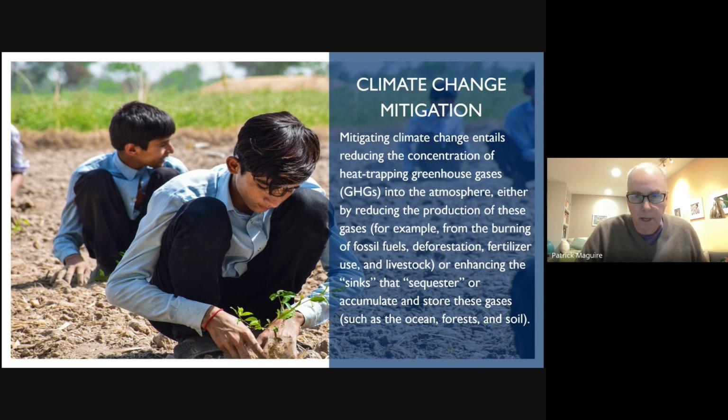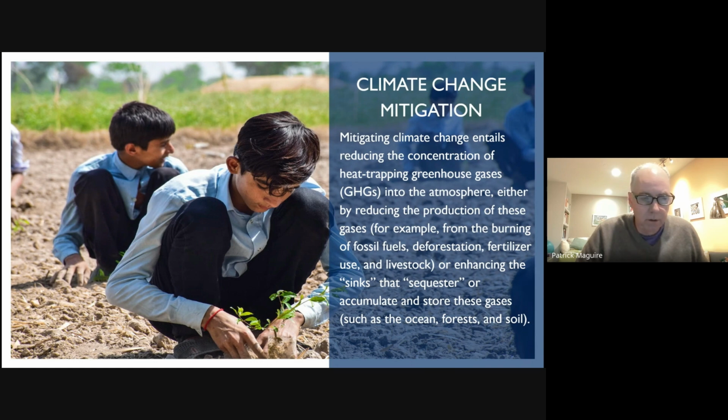So climate change mitigation, the space that we're working in here, is talking about reducing the concentration of greenhouse gases in the atmosphere. And there's essentially two ways to do that. You can reduce the production and release of greenhouse gases, multiple ways to do that, including reducing the use of fossil fuels, addressing deforestation and fertilizer use in livestock. Then there's a second way, and that's actually pulling carbon out of the atmosphere, and that's referred to as carbon sinks or sequestering carbon.